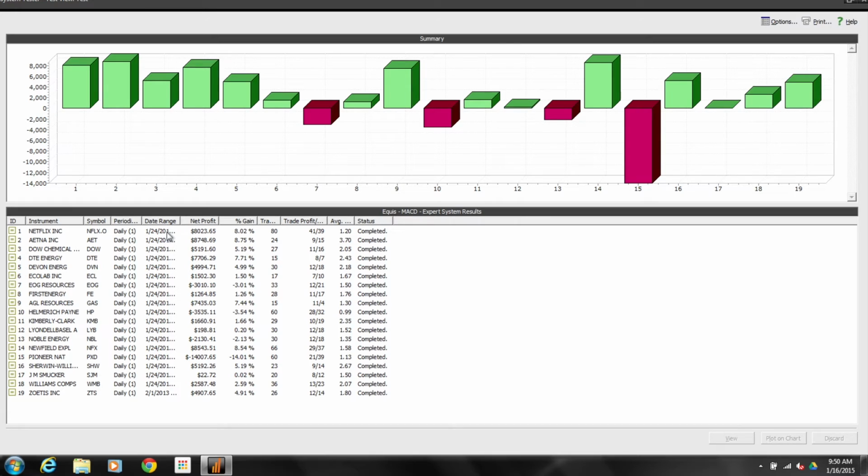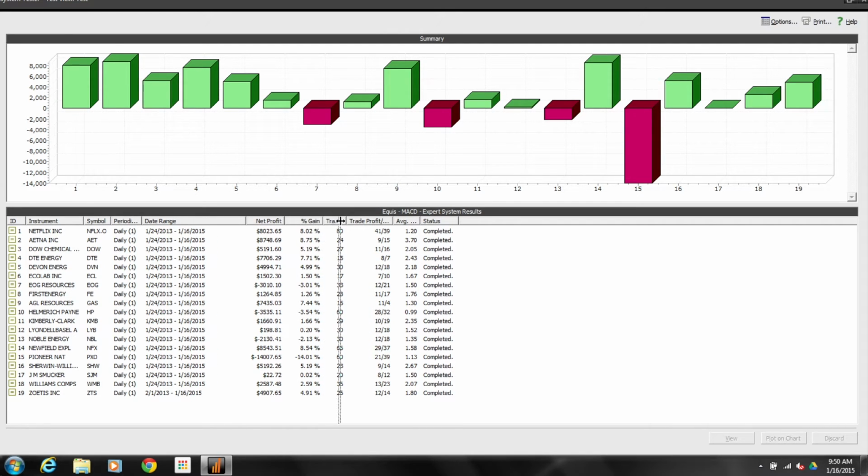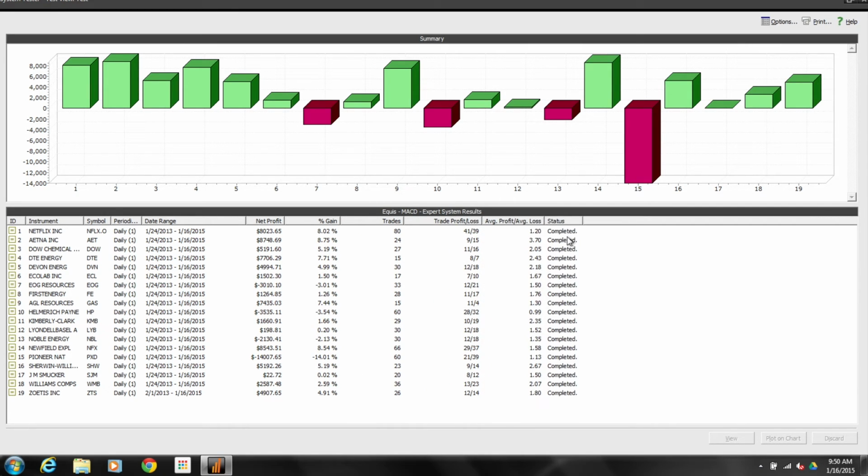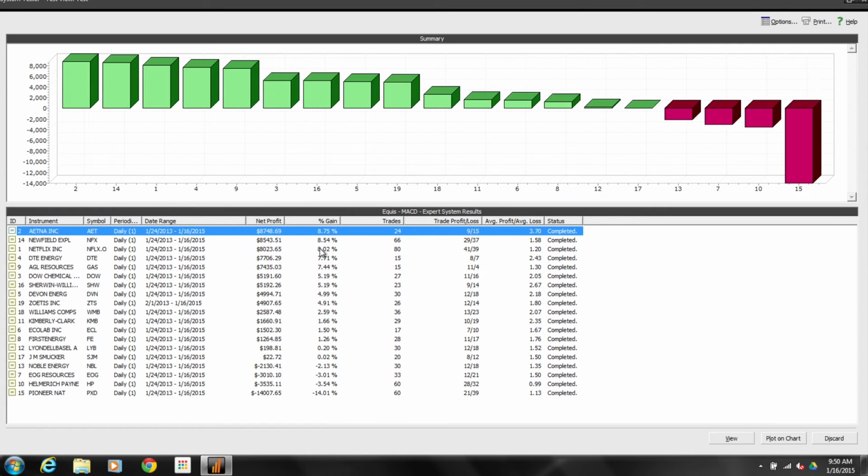And then down here, I have a quick ranking that I can do. I have my instrument, the test ID, a symbol, what period I tested on, the date range. So you can see your date range here, net profit, percent gain, number of trades, how many were winners and losers, and average profit, average loss. So what I can see here is, let's rank on this. Let's rank based off of percent gain. Okay, so what I can see here is that Aetna had the best percent gain over time. And what I can do here, it's actually a nice little screen, because you can already start to weed out what you want to look for.